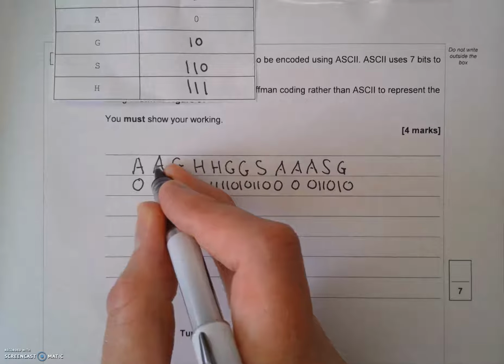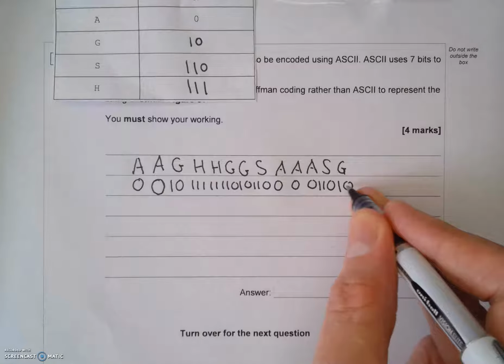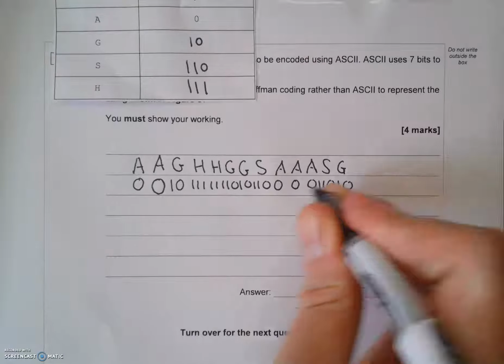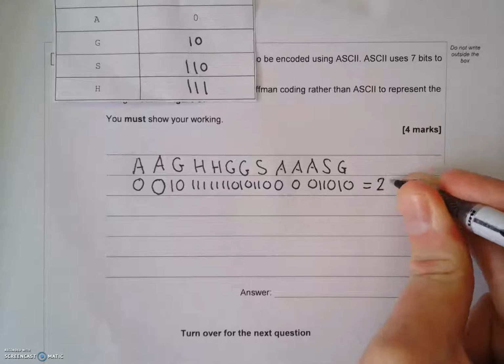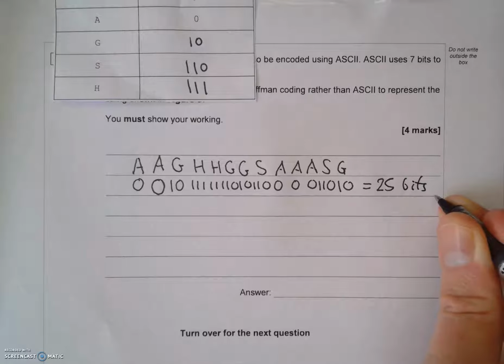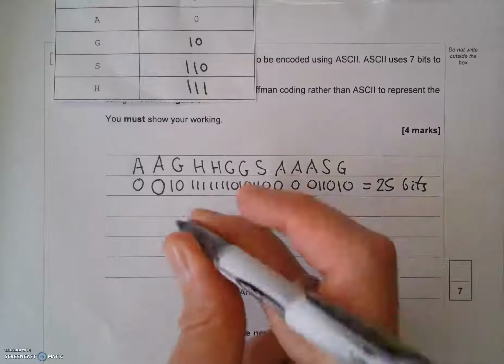What I'd recommend is you do it this way, and you leave some spaces between these characters so you can write your ones and zeros. So what I've got there, if I count all those up, it's actually 25 bits. And that gives me a mark according to the mark scheme for doing that. 1 out of 4 marks. Now what I need to do is think about the ASCII.